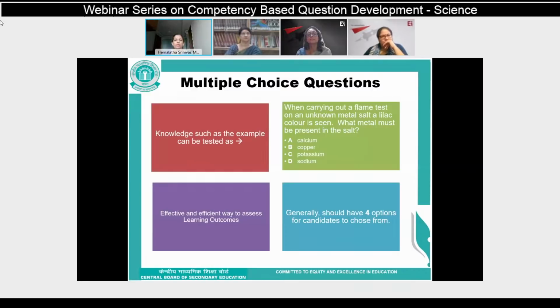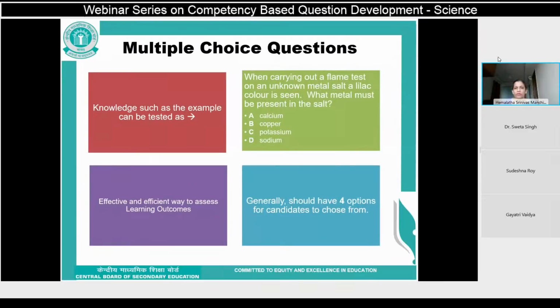Now let us understand what these multiple choice questions are. These multiple choice questions can be easily constructed with conscious effort. Again and again, I'm stressing this word, conscious effort, that is, from simple to complex questions.